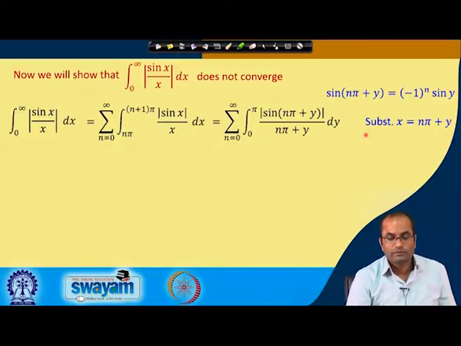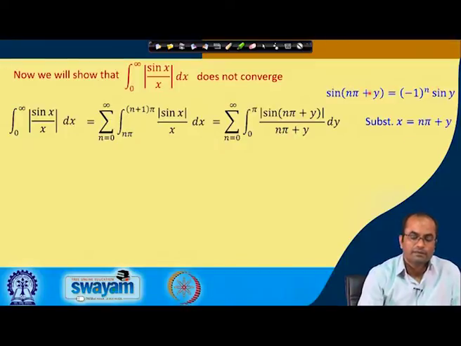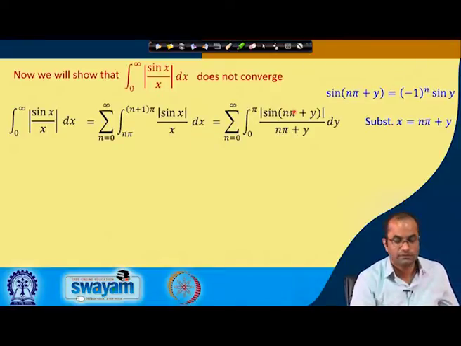So, we will make another use of this equality, that sin(nπ + y) is equal to (-1)^n sin y. For example, if n is 1, we have sin(π + y), which is -sin y, and similarly for other n. So we have this trigonometric equality, which we will use now in the numerator, because we have sin(nπ + y).